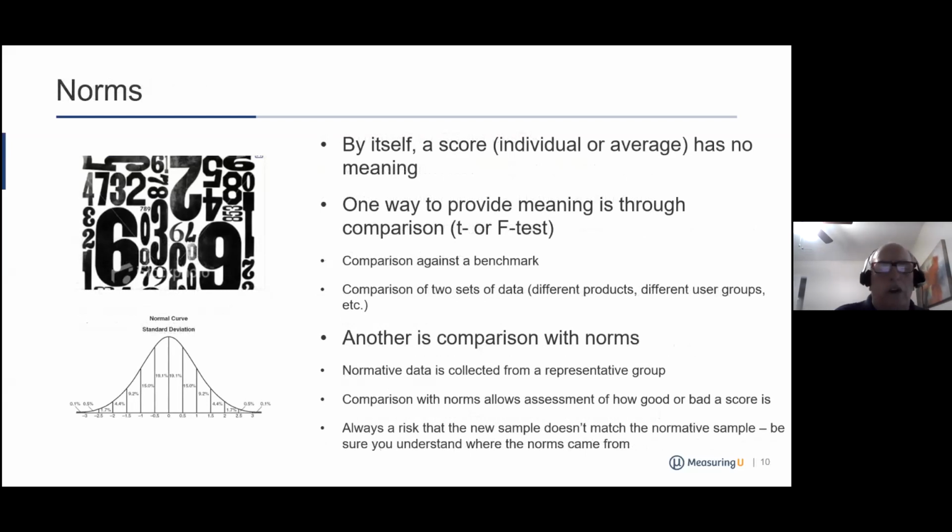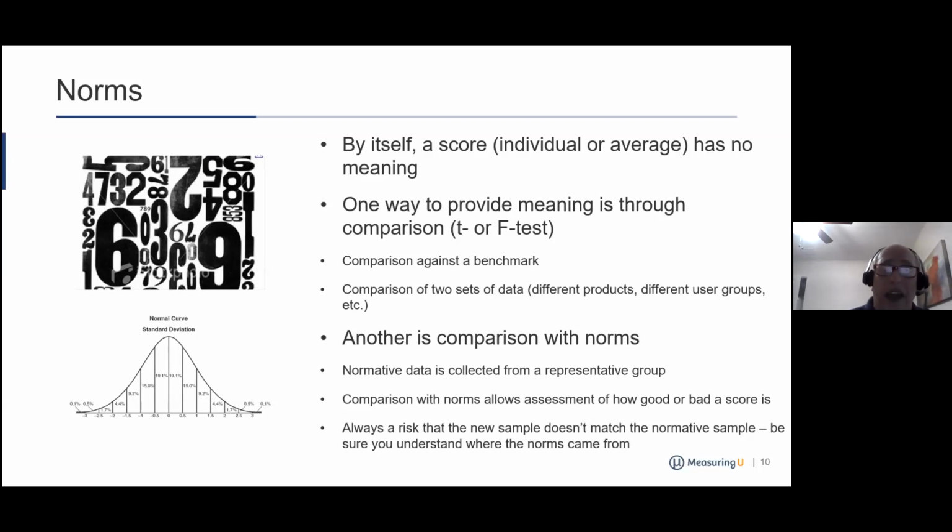Now, I also need to talk a little bit about norms, because you build these things and you can have people provide ratings, you get a number. And by itself, any score, individual or average, has no meaning. If you don't have norms, then you can provide an aspect of meaning through comparison, either by comparing against benchmarks or comparing two sets of data using standard statistics, like t-tests. But another way to compare is to get comparison with norms.